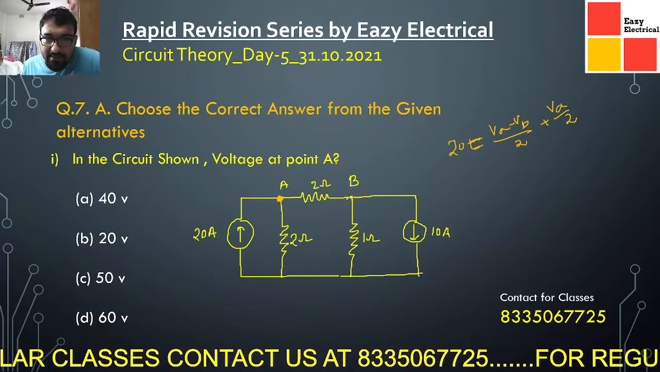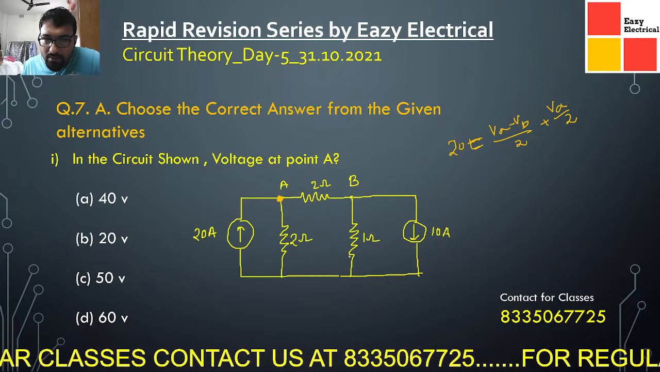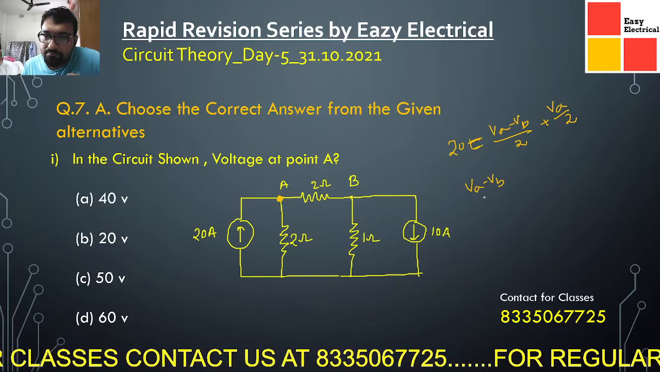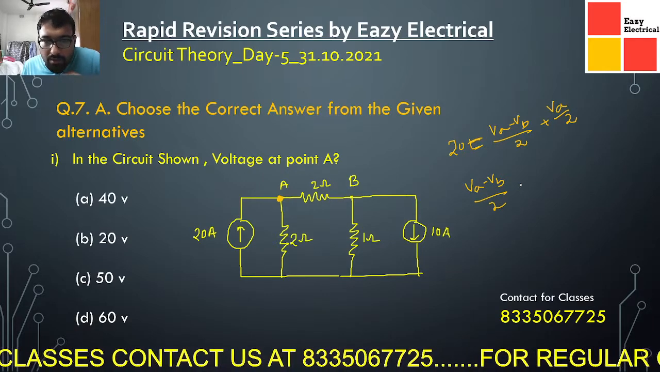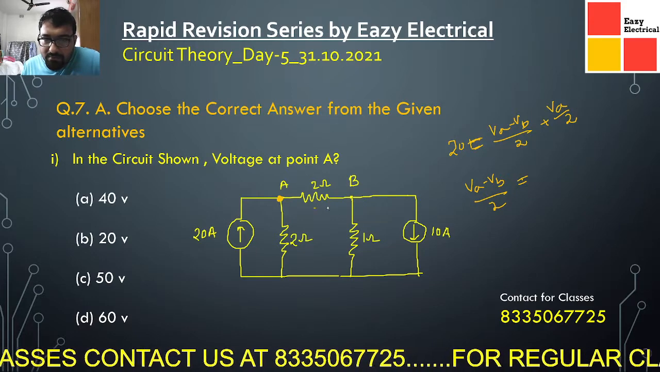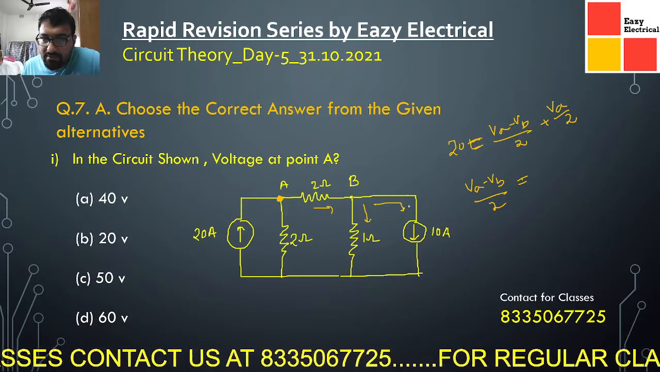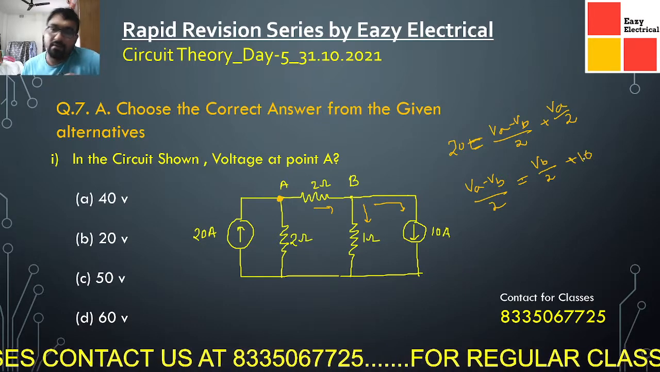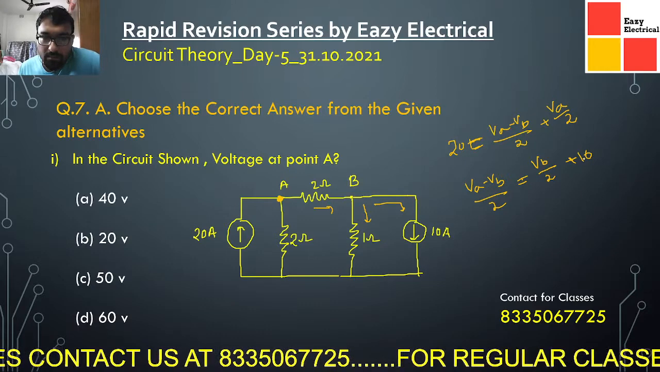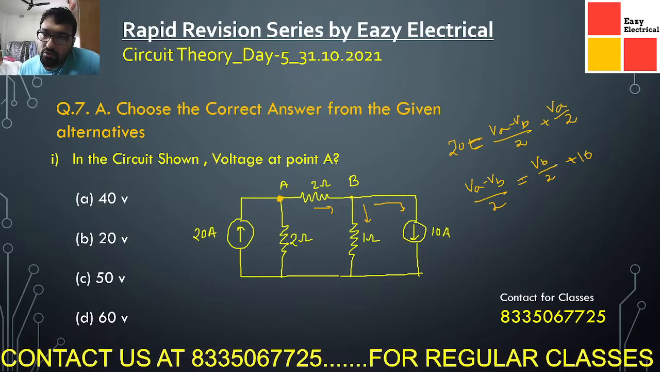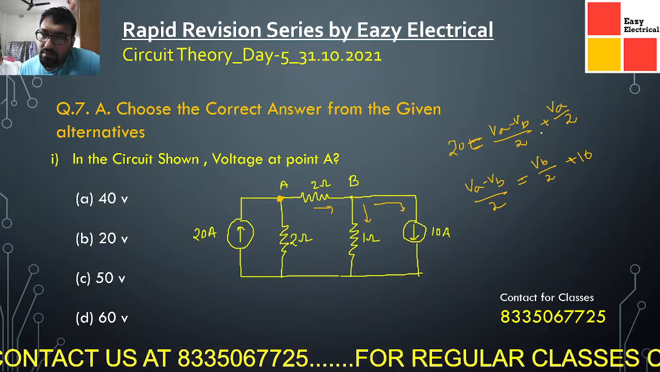And if we apply KCL in this direction, one current is in this direction, one current is in this direction, and another current is in this direction. So (VA minus VB) divided by 2 equals the summation of these two currents, that means VB by 2 plus 10. From this we need to get the voltage of VA, so you just solve this equation.